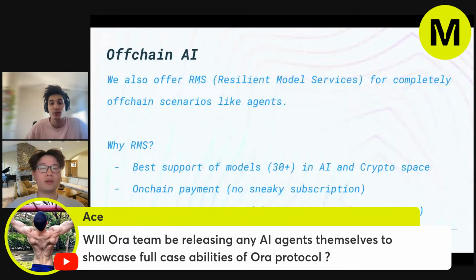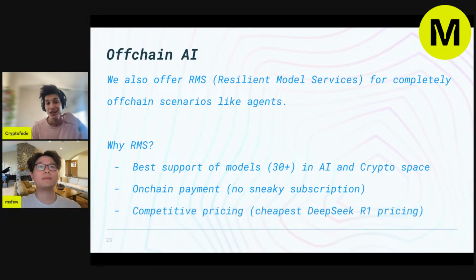And one last question from Ace is asking if the Ora team will be releasing any AI agents yourself, just to showcase the full capabilities of Ora protocol. As I understand as well, Ora's main focus is not agents, right?